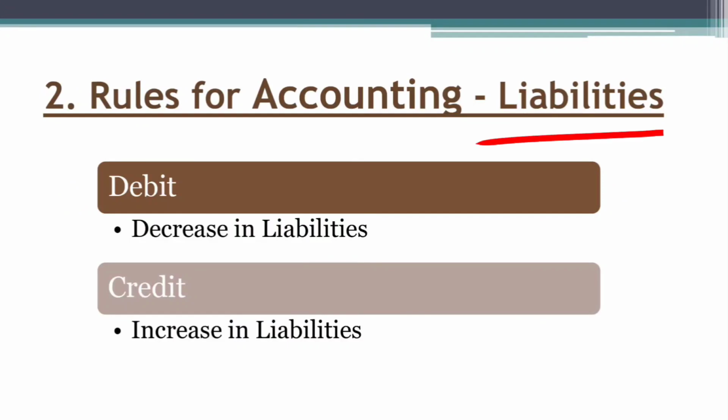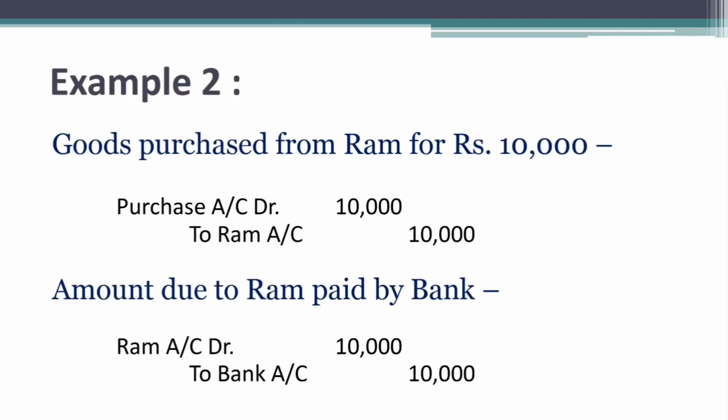Next is the liabilities. The modern approach says debit a decrease in liability and credit an increase in liability. Let's see this with the help of an example. Goods purchased from Ram for Rs 10,000. In this case, a liability is created, so we credit the Ram account and debit the purchase account, denoting the increase in stock for Rs 10,000.